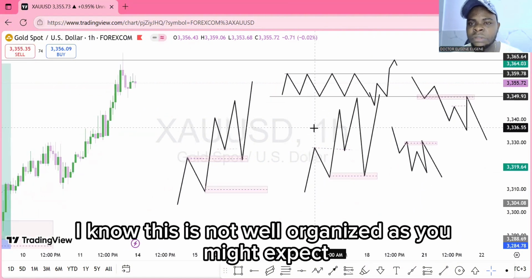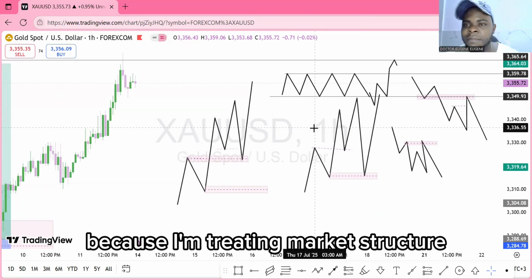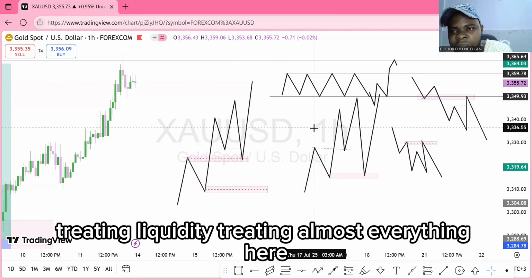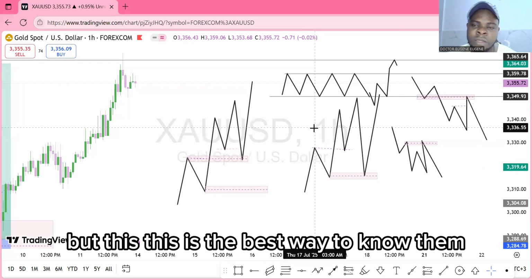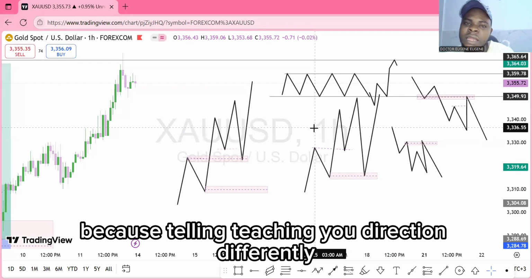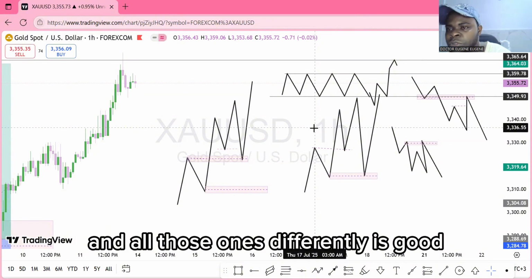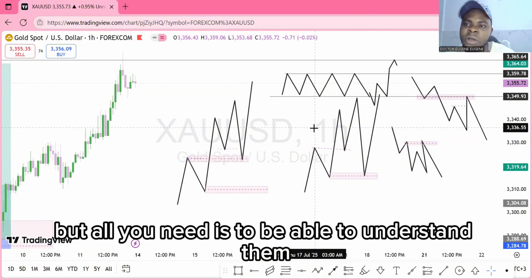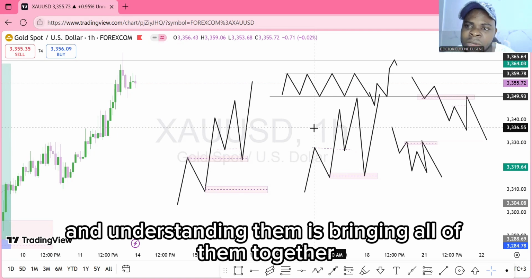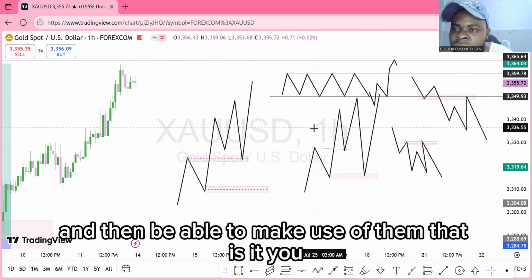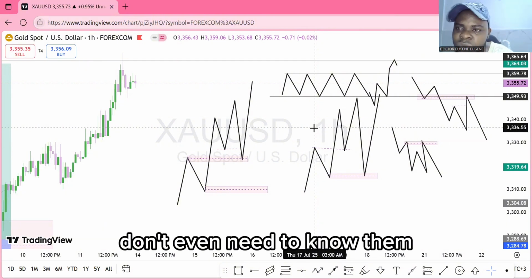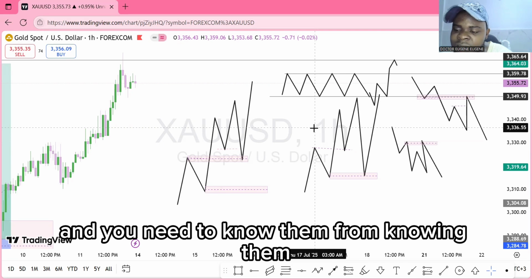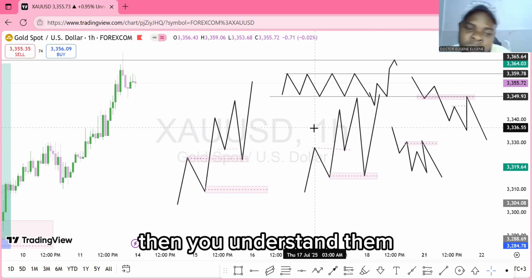I know this is not as well organized as you might expect, because I'm treating market structure, liquidity, almost everything here. But this is the best way to know them, because teaching you direction differently and all those others differently is good. But all you need is to be able to understand them. And understanding them is bringing all of them together and then being able to make use of them. That is it. You don't even need to just know them, you need to understand them. And you need to know them. From knowing them, then you understand them.